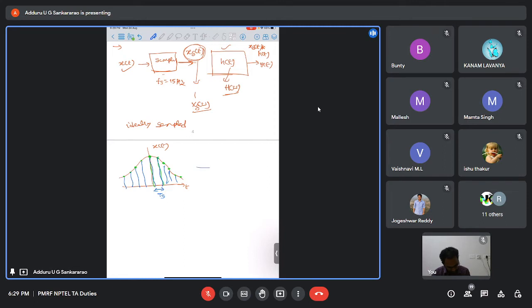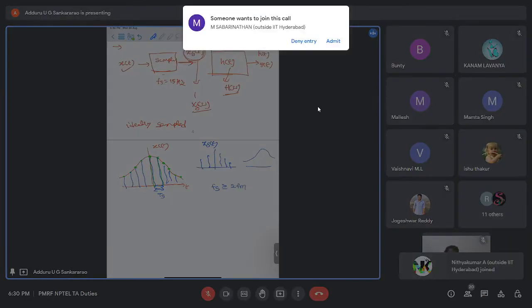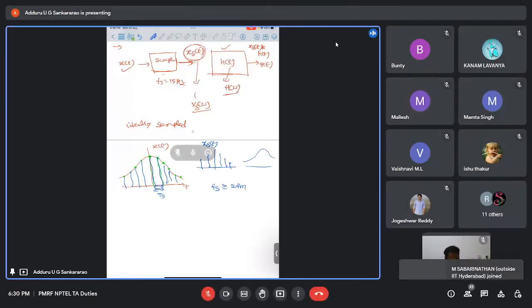That means in the future, suppose this is the sampled version of the signal, only samples we are taking. If we want to reconstruct the original continuous signal, we should be able to reconstruct it from this, after it is passed through some filter. For that purpose, the sampling frequency should be greater than or equal to 2 times the maximum signal frequency.